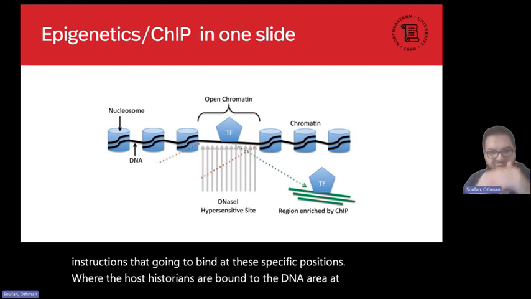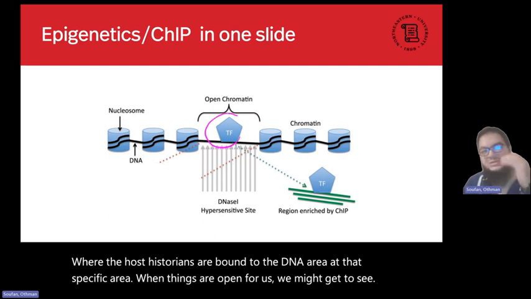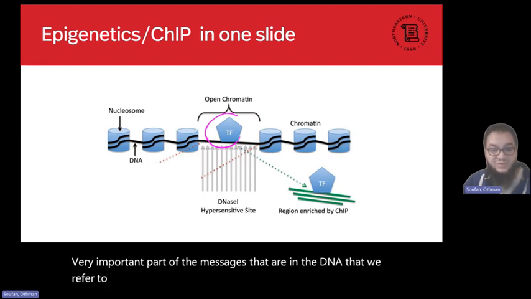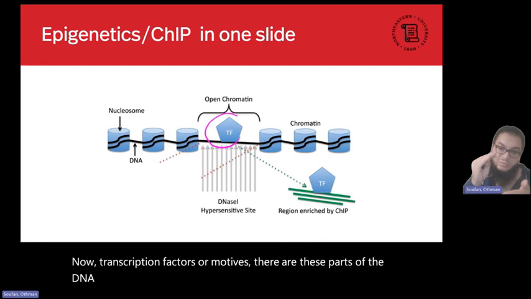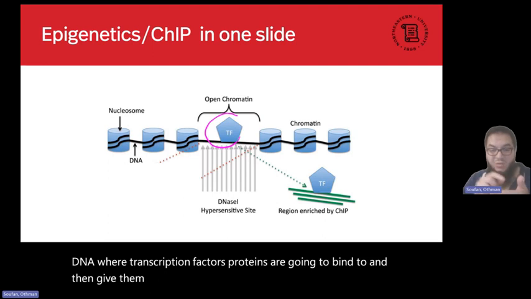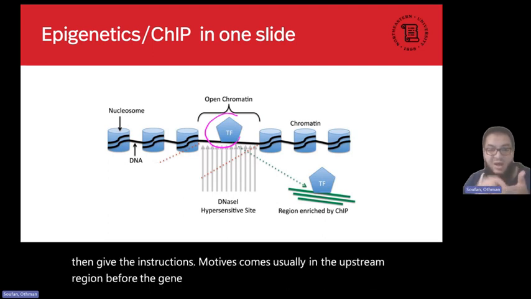At that specific area, when things are open for us, we might get to see a very important part of the messages that are in the DNA that we refer to as transcription factors. Now, transcription factors or motifs, there are these parts of the DNA where transcription factor proteins are going to bind to and then give the instructions. Motifs come usually in the upstream region before the gene. These are kind of the switch on and off for the gene expression.